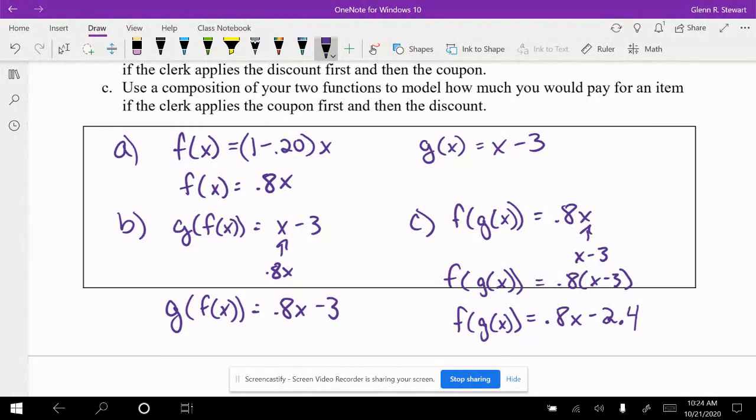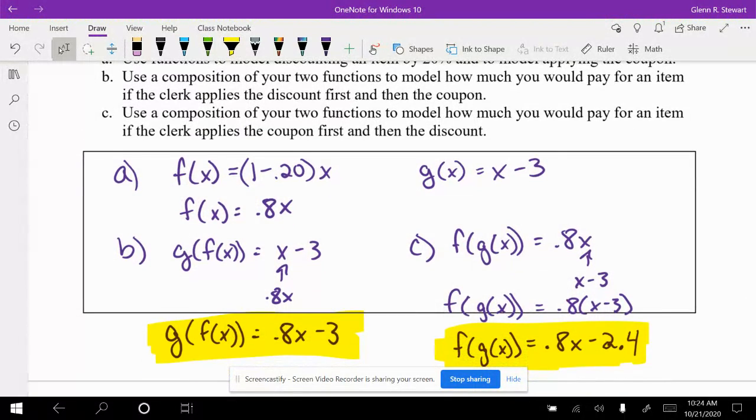Okay. And as you can kind of see with these answers, if you go out shopping, maybe to Kohl's or Target or some place that gives cash or coupons, it might be more beneficial to apply the discount first and then the coupon instead of applying the coupon first and then the discount. Kind of remember that the next time you're standing in line, that you can use this math out there in the real world.